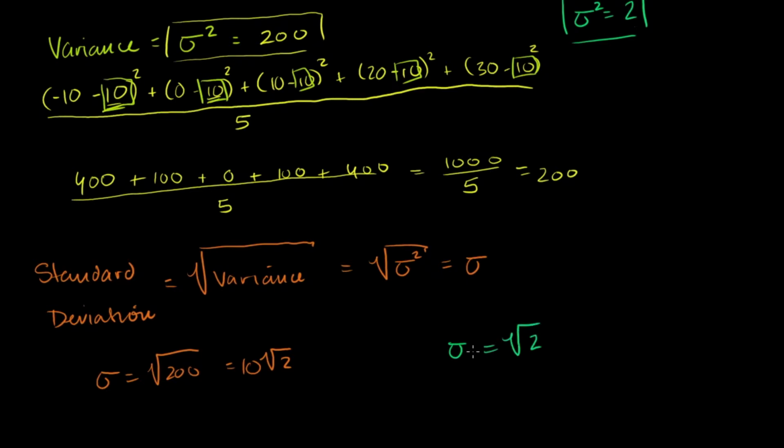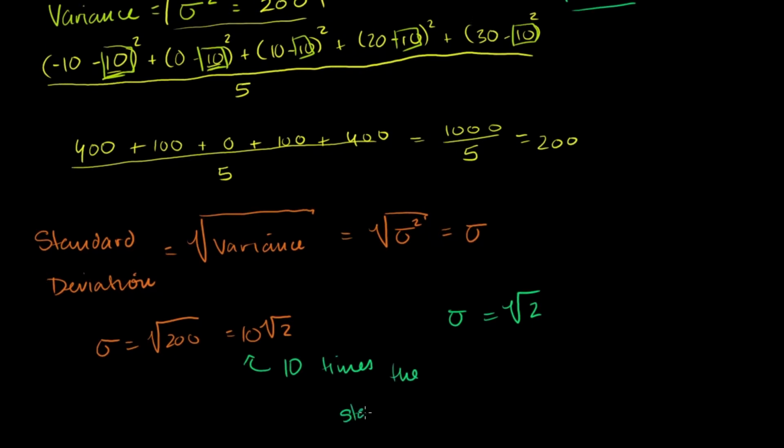So the second data set has 1/10 the standard deviation as this first data set. This is 10 roots of 2. This is just the root of 2. So this is 10 times the standard deviation. And this hopefully will make a little bit more sense. Let's think about it. This has 10 times more the standard deviation than this.